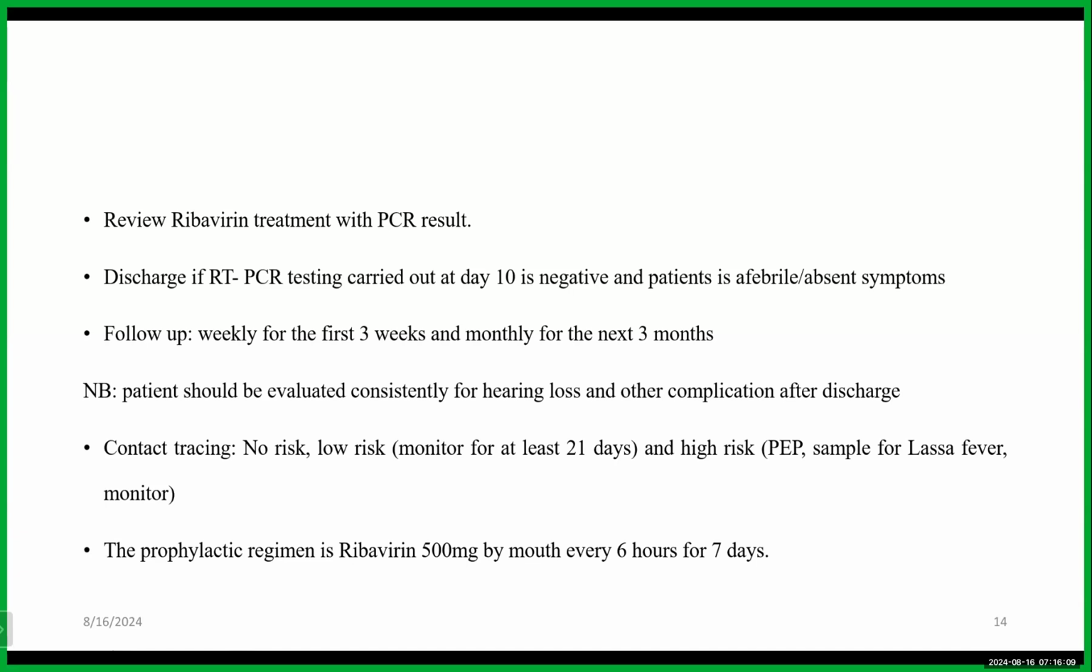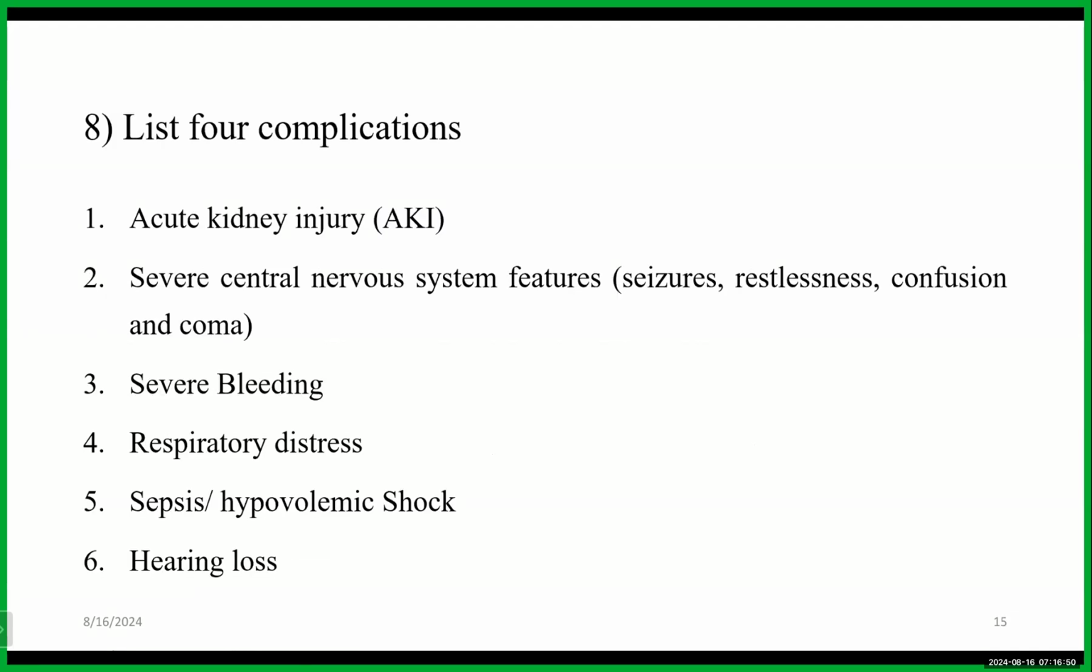Then I also want to do contact tracing, categorizing contacts as no risk, low risk, and high risk. For those with no risk or low risk, I'll monitor them for at least 21 days. If they develop symptoms, they will take the Lassa fever treatment. For those at high risk, they have to start post-exposure prophylaxis for Lassa fever and continue to be monitored. They also have to be sent for investigation for Lassa fever by PCR, and if positive, started on treatment. The post-exposure prophylaxis is oral ribavirin 500 milligrams every 6 hours for 7 days.